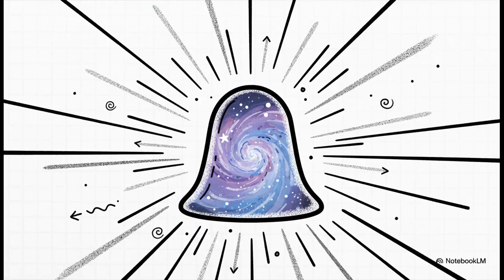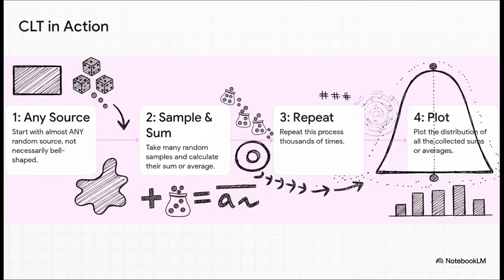The answer is one of the most beautiful and, I think, profound ideas in all of mathematics. It's called the central limit theorem. And you can basically think of it as the universal law governing large-scale randomness. Okay, let's just walk through it.